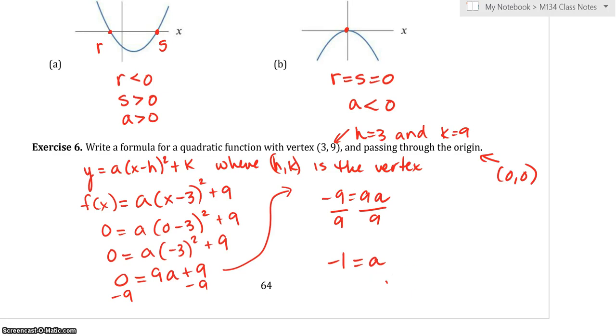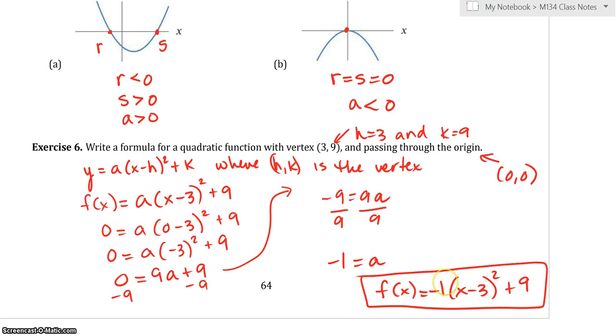So the conclusion, what's our function? Now we know all three. We know the a, and we know the h, and we know the k. That should be the answer. You don't need to put the negative 1 there, but it's fine if you do. Hope that helps.